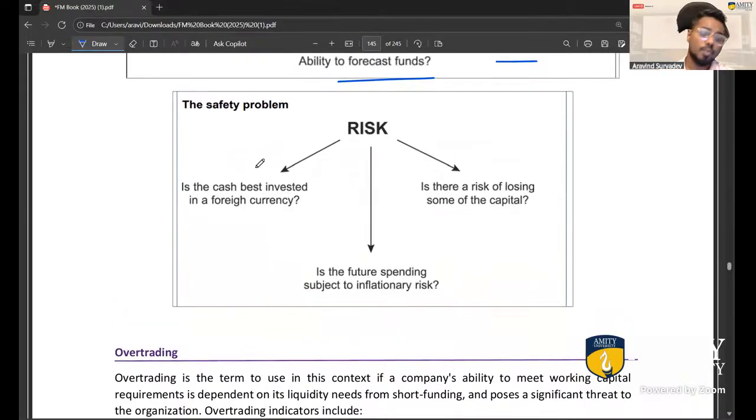Now, the safety problem is risk. Is the cash best invested in a foreign currency? Is there a risk of losing some of the capital? Is the future spending subject to inflationary risk? We have to think of all of these things before deciding how much working capital we need.